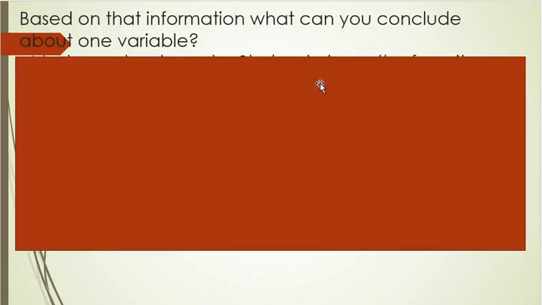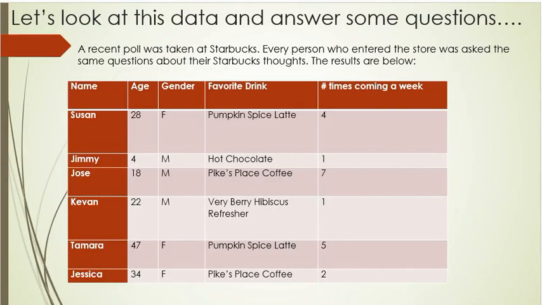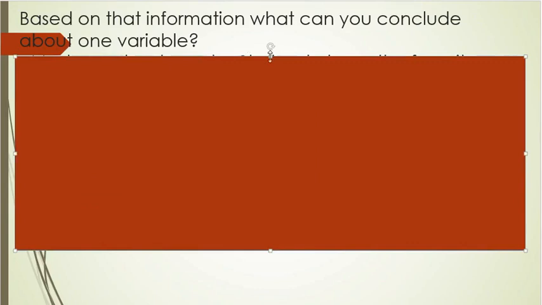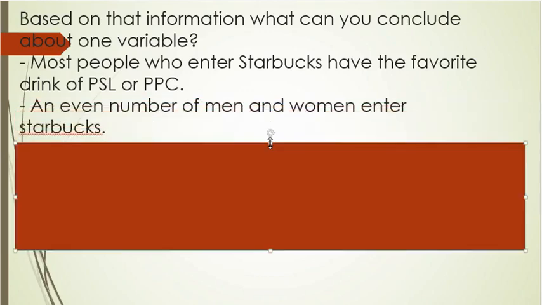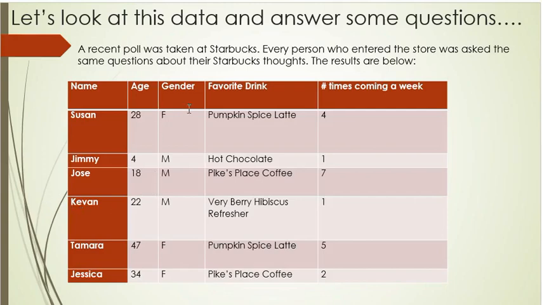So, based on the information, what can you conclude about one of your variables? There are a few things you can look at. Most people who enter Starbucks have the favorite drink of pumpkin spice latte or Pike's Place coffee. An even number of men and women entered Starbucks. So that means you're just looking at one variable. In one case it was the gender, in one case it was your favorite drink.